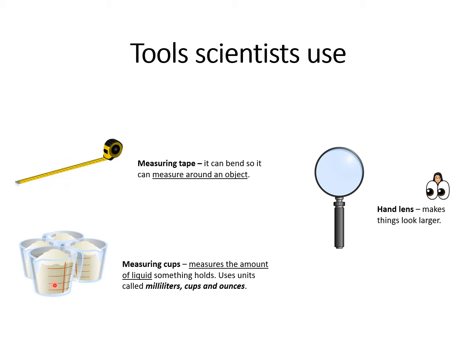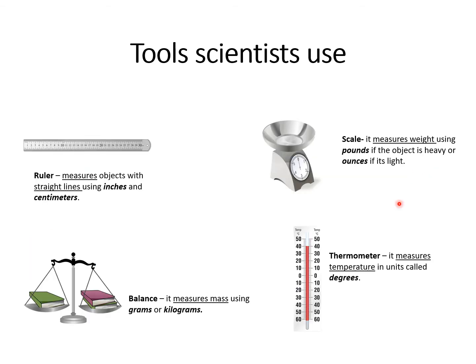You have measuring cups. It measures the amount of liquid that something holds. You can use this for cooking. And you have the hand lens, which just makes things look bigger, and you can use this for reading. You also have the ruler, and it measures objects with straight lines. You also have the balance, and the balance measures mass.